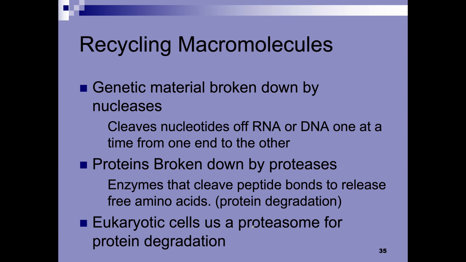In recycling, genetic material gets broken down. This is done by a class of enzymes known as nucleases. They are going to break the nucleotides off of DNA or RNA, and they'll do this from one end of the molecule to the other. Proteins are broken down by proteases, and eukaryotic cells use a specific structure called a proteasome to break down proteins. I think of the proteasome as a room, just a little room or closet inside of the cell into which proteins are guided when they're no longer functioning, and the proteasome will then break them down. The proteases are located inside of the proteasome, and this is done to protect functional proteins from those protease enzymes.